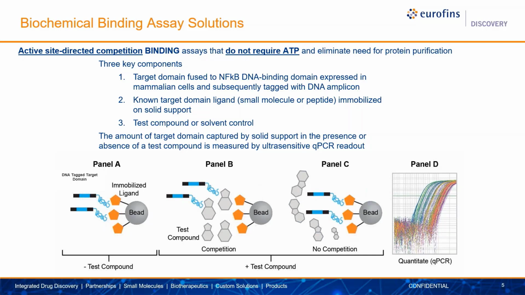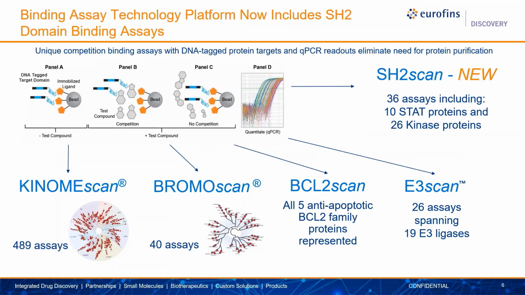A dose response of a competitor compound can be tested using this assay, and an accurate thermodynamic dissociation constant for the competitor can be extracted from the resulting data. This competitive binding assay principle has been used to design our KINOMEscan, BROMOscan, BCL2 scan, E3 scan, and SH2 scan platforms. SH2 scan will be the subject of the latter part of this presentation.